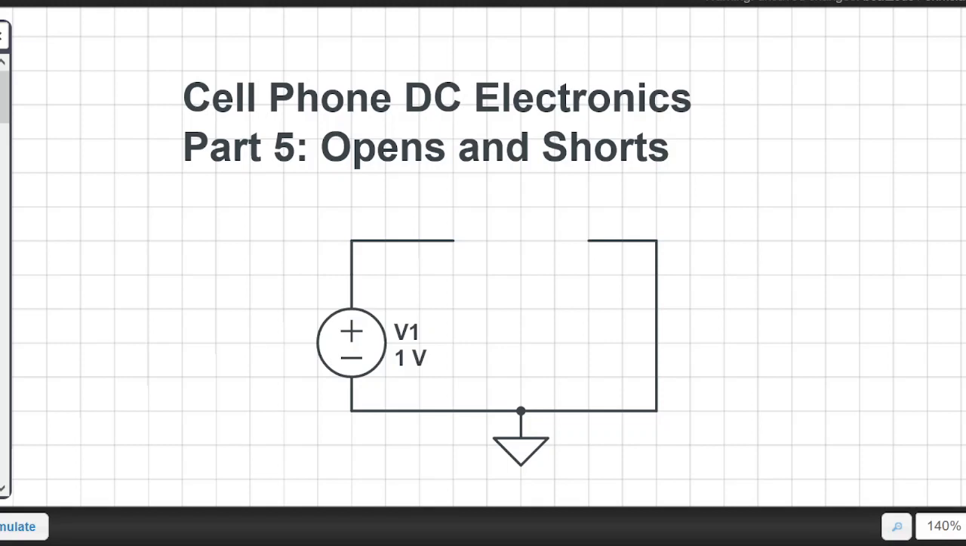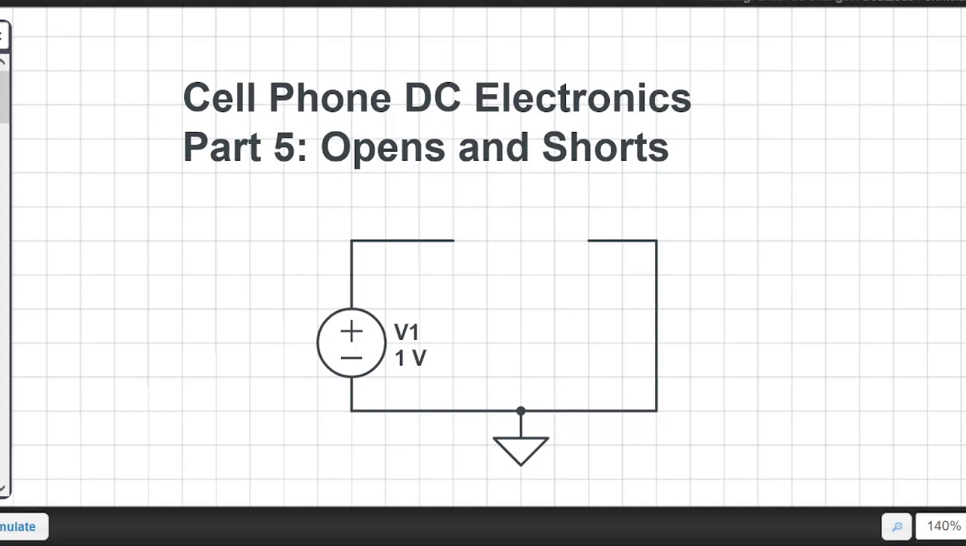All right, let's talk about some more cell phone DC electronics. So this time we're going to talk part 5, opens and shorts. Not the kind that you wear on the beach. This is a short in an electronic circuit.